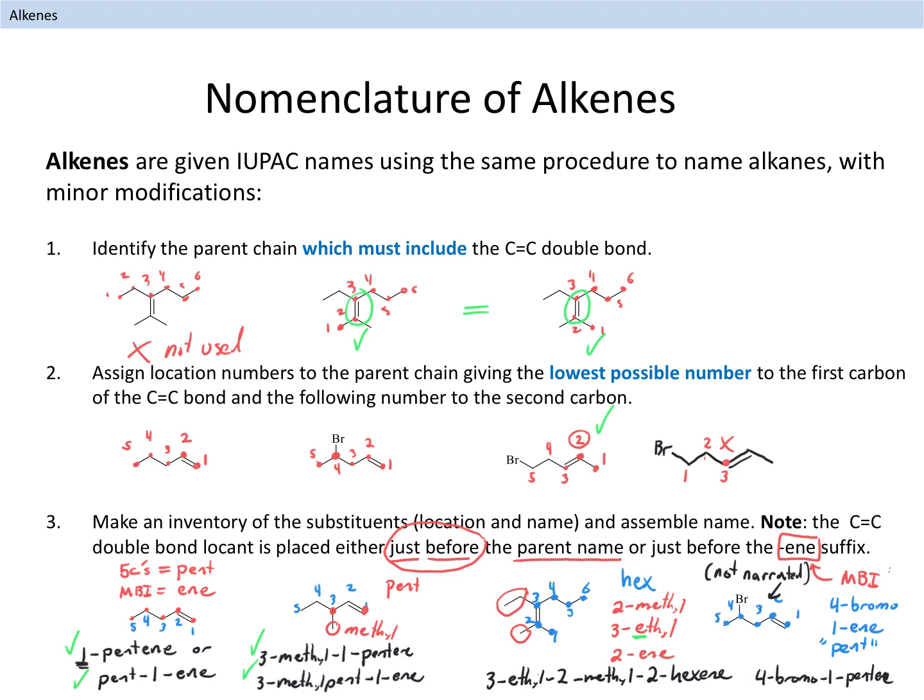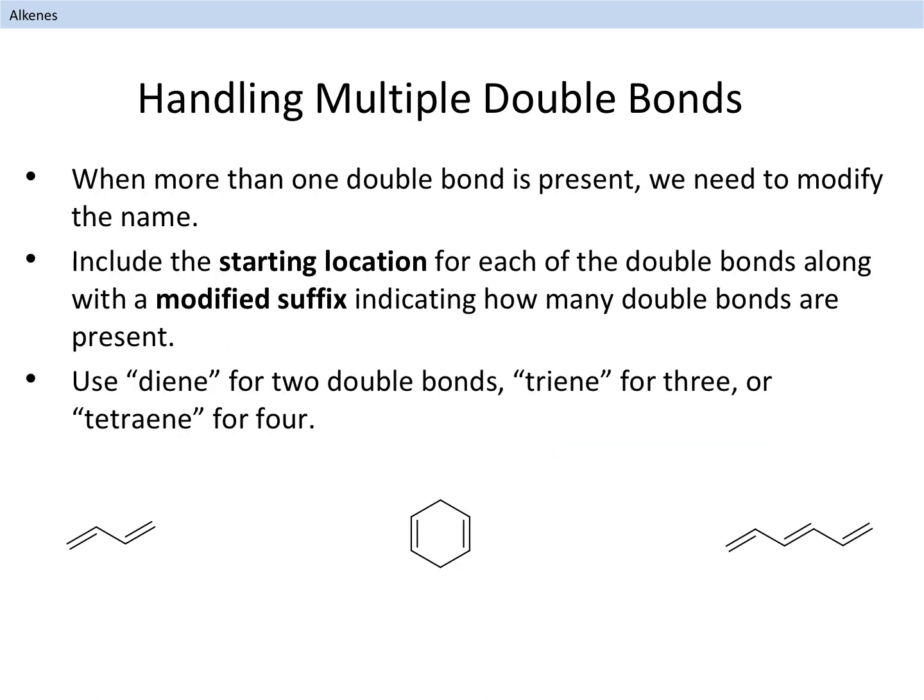Now that we have learned how to handle the essential nomenclature for alkenes, let's take a look at what we do when there are multiple carbon-carbon double bonds in a compound. When a compound has more than one carbon-carbon double bond, we need to include two additional pieces of information in our name. We need to include the location of each of the pi bonds. We do that by including each of their location numbers before the parent chain, making sure to separate each number from the next using a comma.